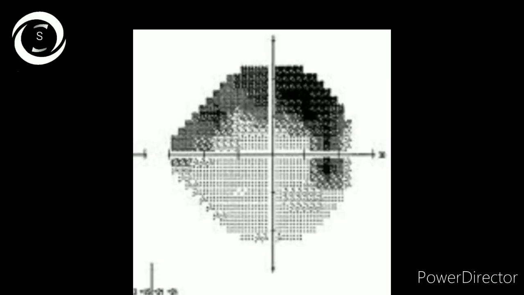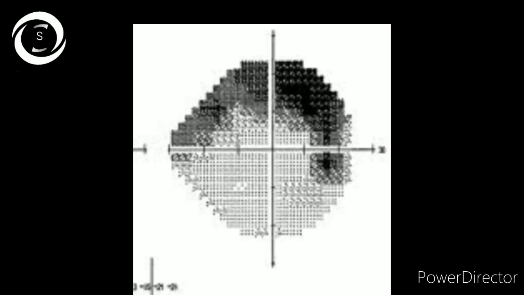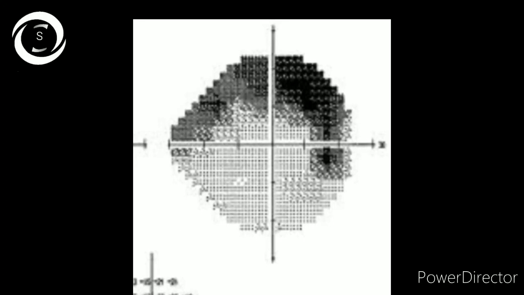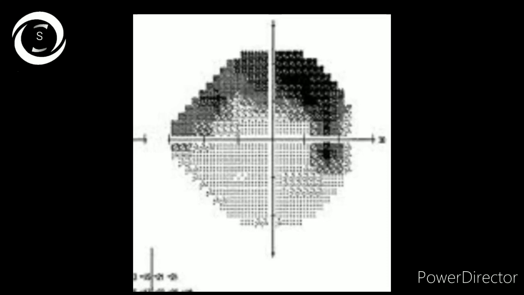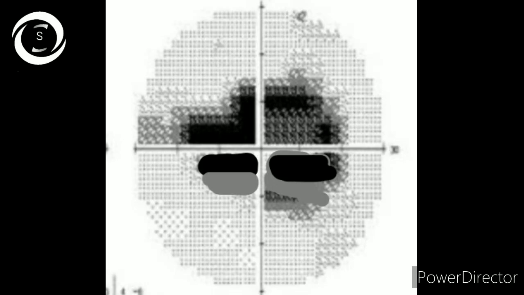Now, arcuate scotomas are formed not only in glaucoma but also in optic neuritis, anterior ischemic optic neuropathy, late papilledema, and optic disc pit as well. So, you should remember other causes besides glaucoma as well.